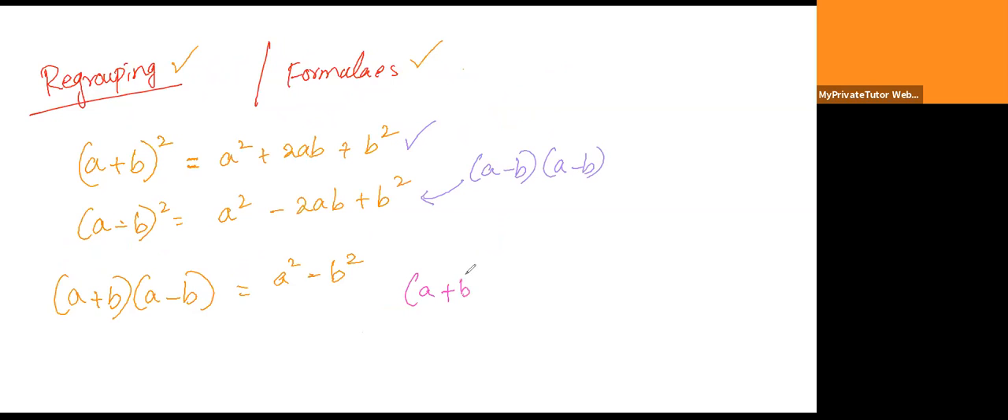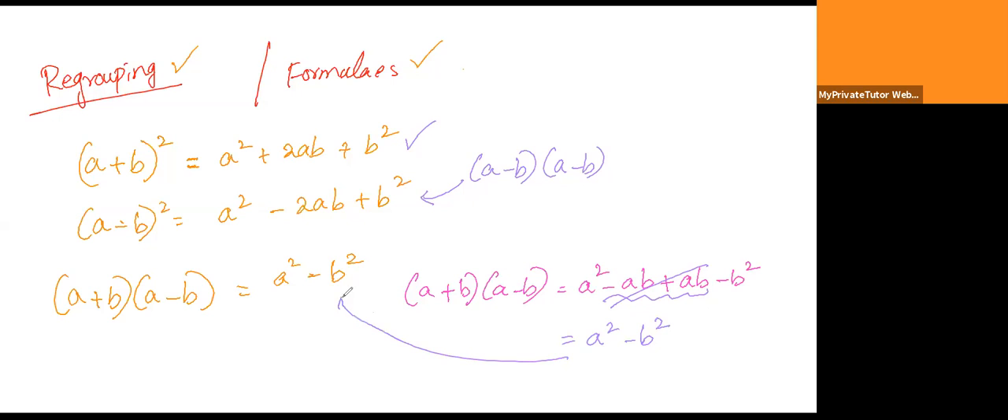So now let me explain this one as well. A plus B, A minus B. Please FOIL these two terms. A square minus AB plus AB minus B square. Sorry, yeah, minus B square. And you can see that plus AB and minus AB becomes a 0. So we'll end up getting A square minus B square. That's what I have written here.